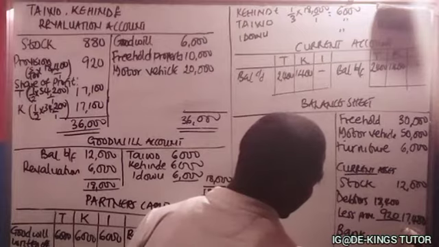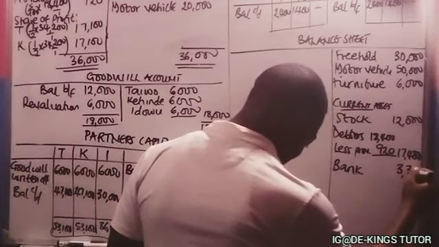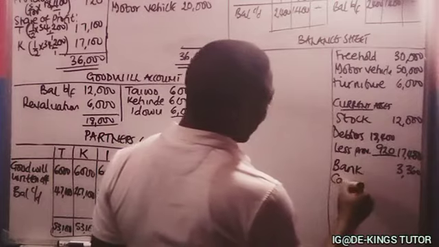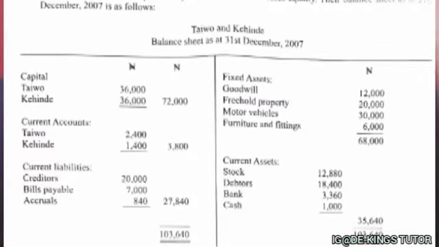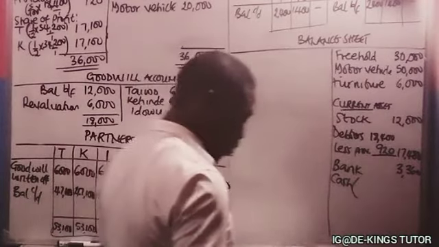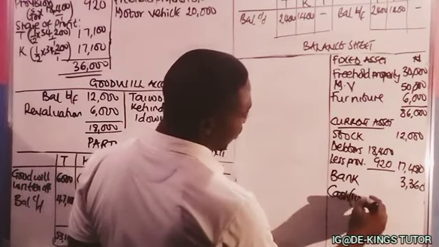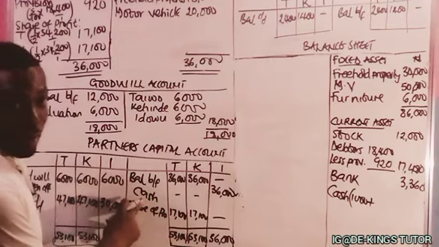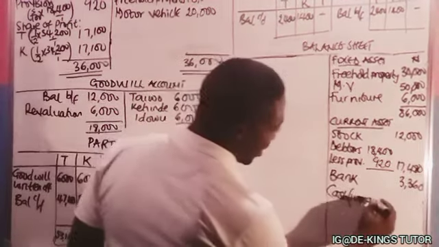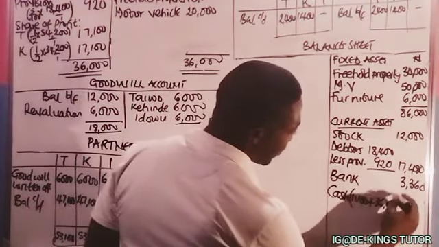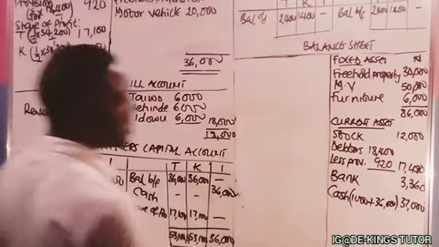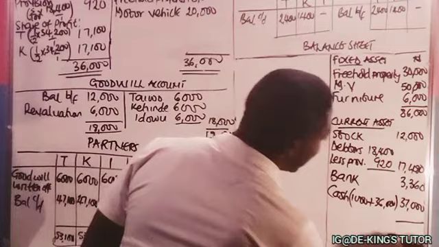Okay. The next one, we have bank there. Bank is 3,360. All right. And also we have cash. Now the cash here comprises the book value, 1,000, plus the one that was brought by Idowu as capital, 36,000. So 1,000 plus 36,000 gives us 37,000. So that is for the assets.